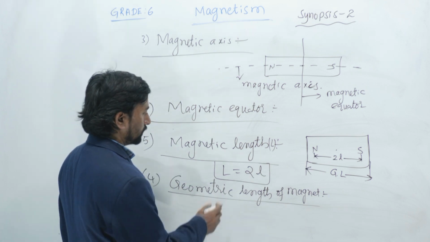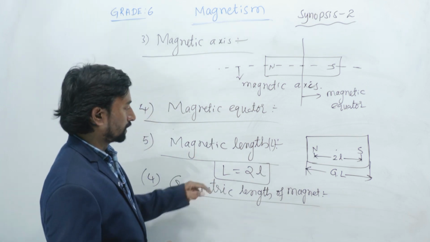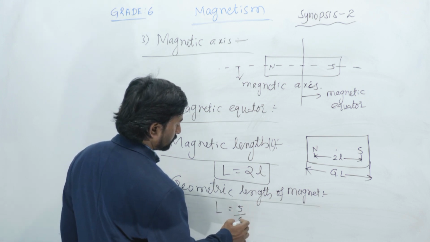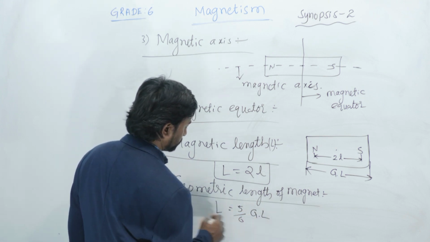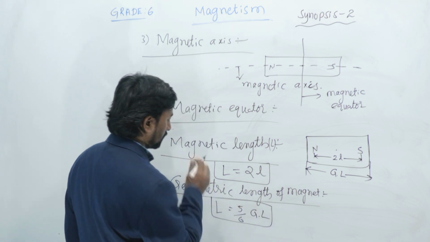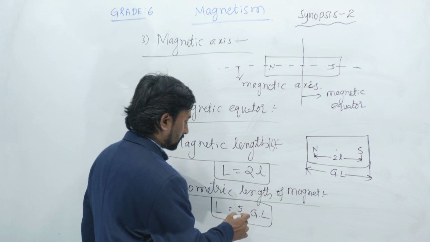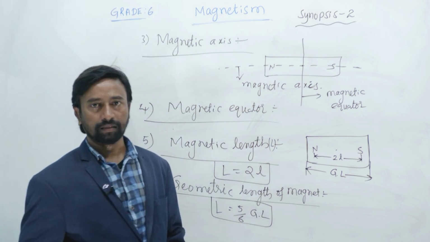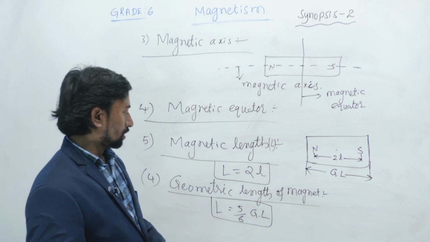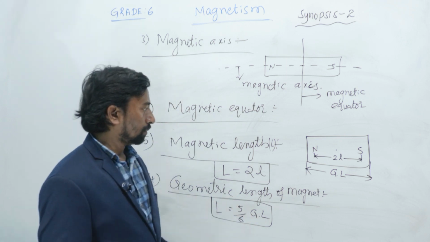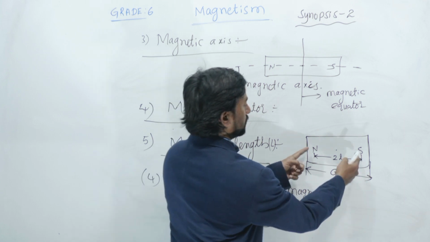Now there is a relation between these two, the magnetic length and the geometric length. The magnetic length is 5/6 times the geometric length. So this is an important relation. The magnetic length is 5/6 times the geometric length. So the geometric length is greater than the magnetic length.